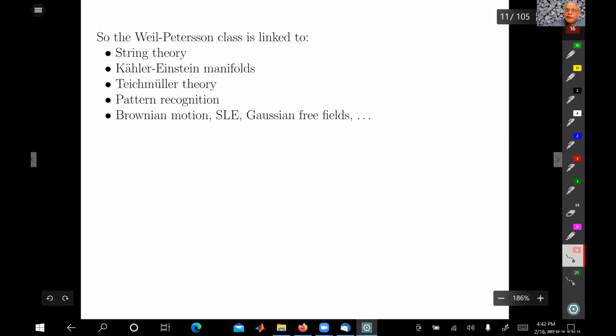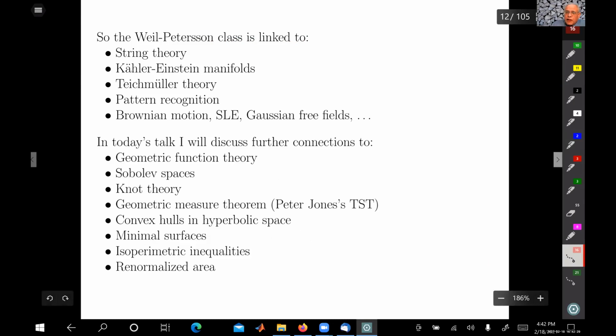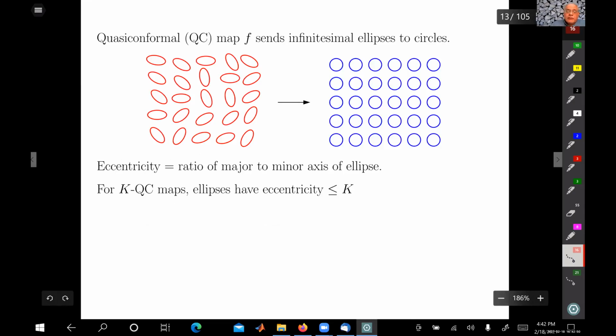Just to summarize so far, there's this thing called the Weil-Petersson class of closed curve, which I haven't defined yet. But we know it's related to things like string theory and Kähler-Einstein manifolds and Teichmuller theory and pattern recognition and Brownian motion, things like that. What I'm going to do in my talk is try to convince you it's related to other things like Sobolev spaces and knot theory and geometric measure theory and hyperbolic space, minimal surfaces, something called renormalized area. And so these are the kinds of topics we're going to be talking about later today. Okay, so this ends the motivational portion of our talk. Now we're actually going to give a definition of a few things.